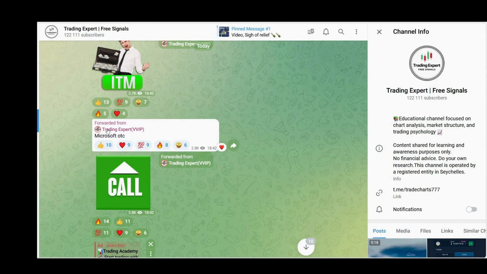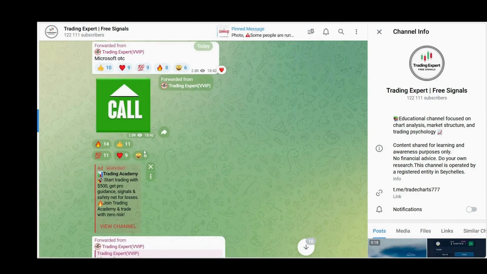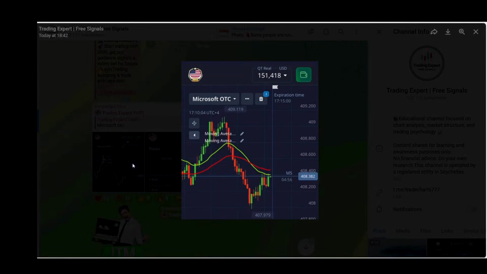Now let's move on to the next trade, which we provided on Microsoft OTC for the call upside move. Here you can see a support level, and the previous candle left a wick on the downside showing a possible upside movement. That's why we provided a signal for the upside move, and this was an amazing win.